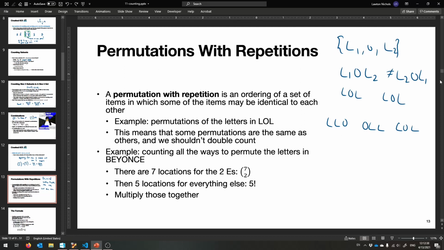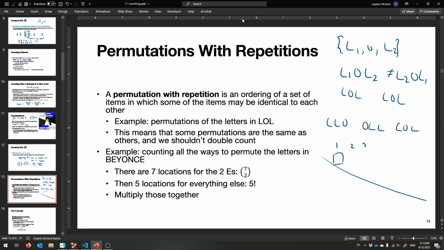And so some permutations are going to be the same as others, and we don't want to double count, even though we would expect permutations to work this time. Okay, so the answer is to use combinations as well. All right, so before we go to Beyonce, the way of doing this is noticing that you have 3 spots to fill for LOL. We're going to try and permute these letters, and you have 3 spots to fill: 1, 2, and 3.